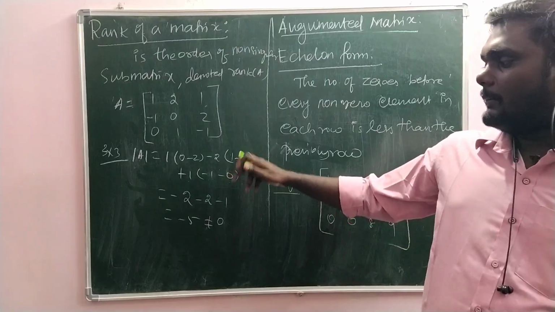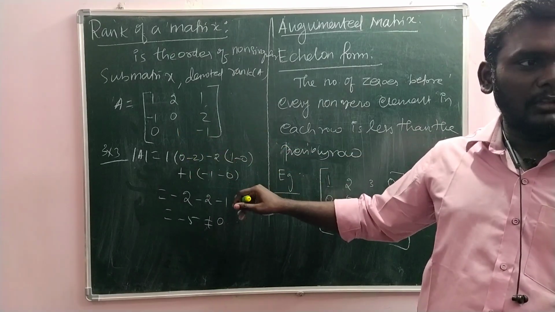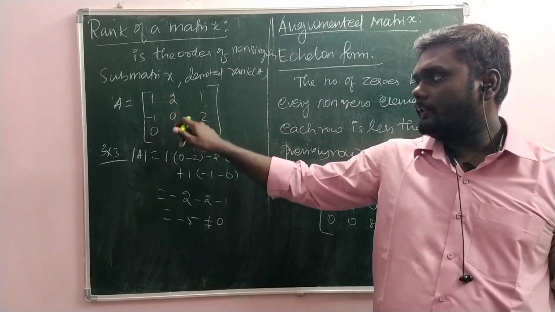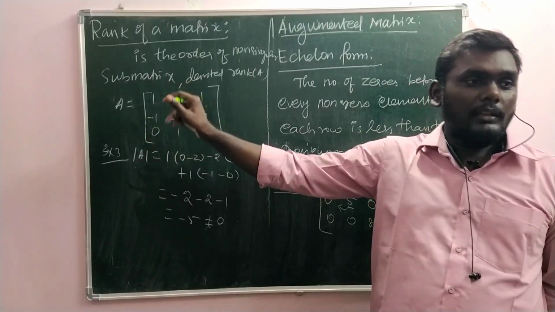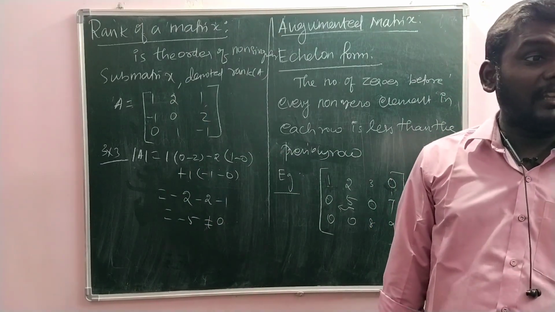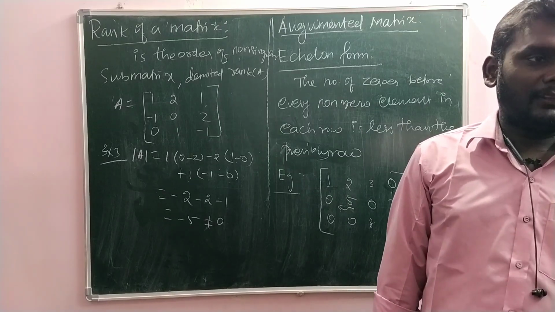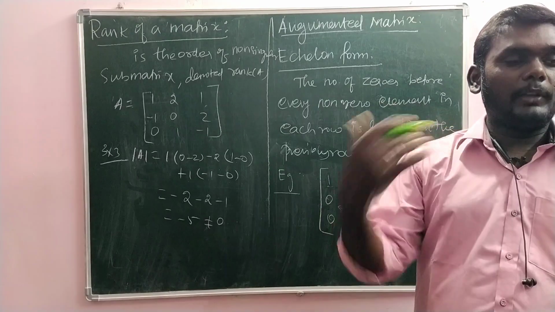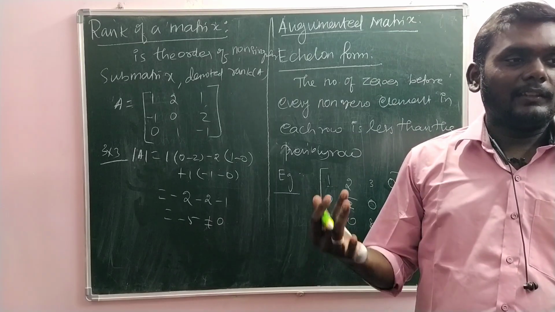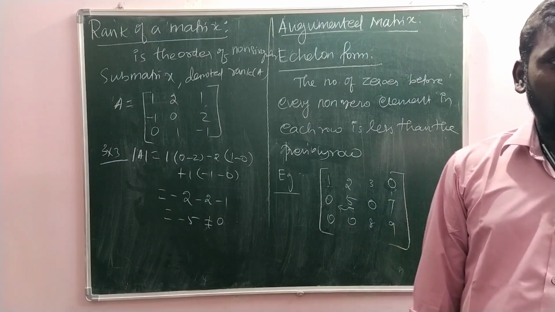So this 3 by 3 determinant is not 0, so the rank is 3. Suppose that becomes 0, the rank is not 3. We should go for the next order: 2 by 2 square submatrices. If at least one square submatrix is not equal to 0, we say the rank is 2. Suppose all the 2 by 2 are 0, we say the rank is not 2. We will go for 1 by 1. The rank is 1. Like that we can write.